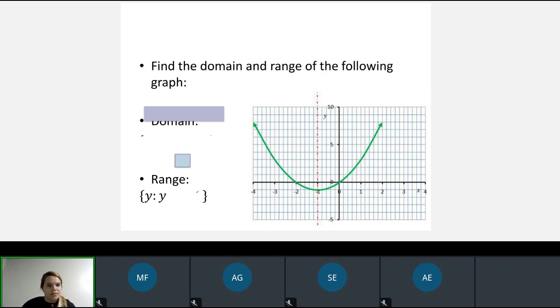And what would our range be? Okay, so we have our lowest value, which is right here at -1, right? So it's going to be -1 and then any number bigger than -1. So we want the y values that are greater than or equal to -1. Good.